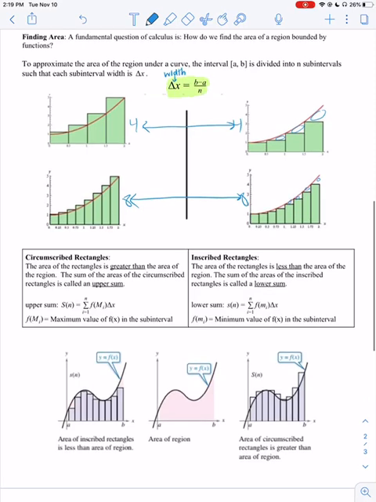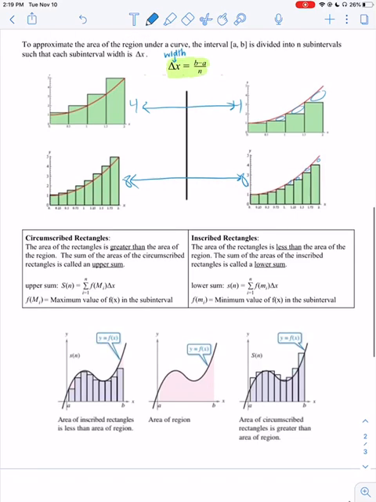Okay, what is this all about? So these are called either circumscribed rectangles or inscribed rectangles. And so circumscribed ones are when the area of the rectangles ends up being greater than the area of the region that you're trying to find. And so the sum of the areas of the rectangles is called an upper sum because it's an overestimation. And this is a formula for the upper sum.